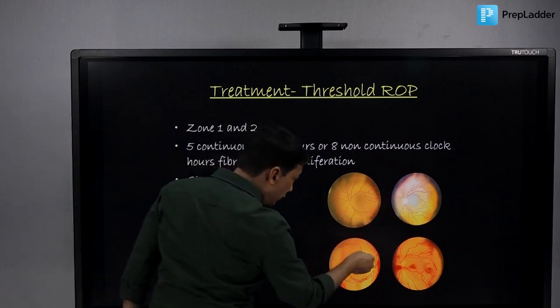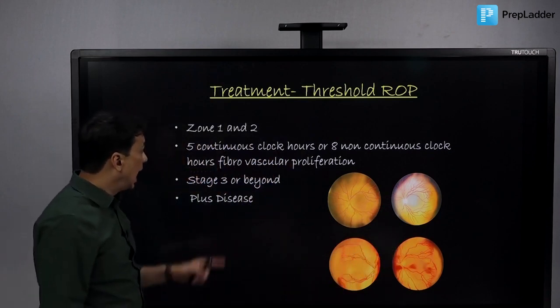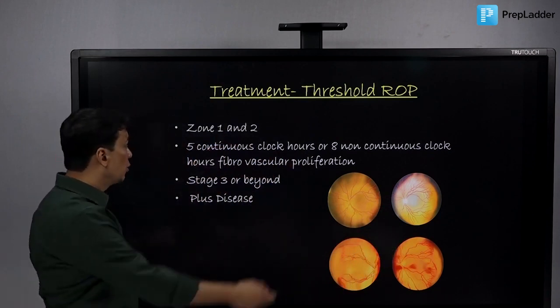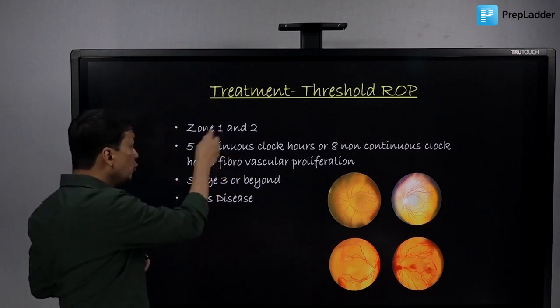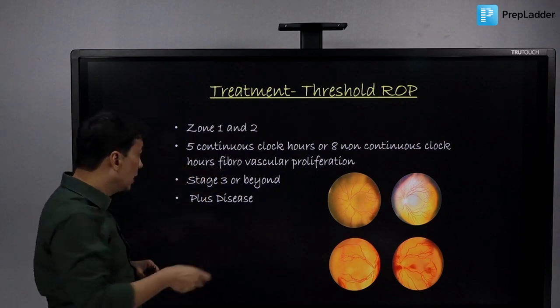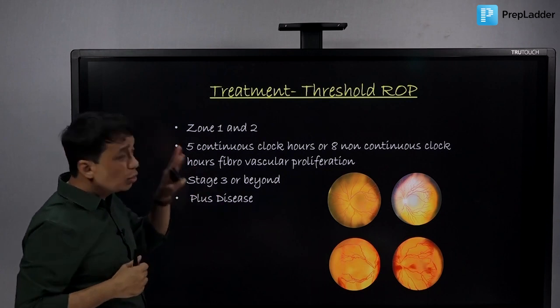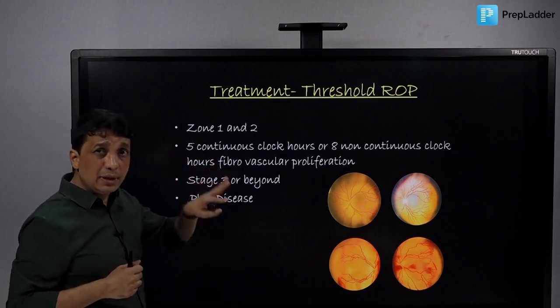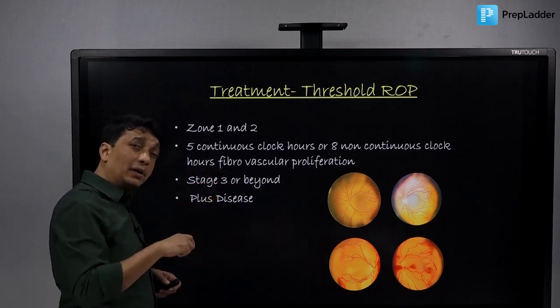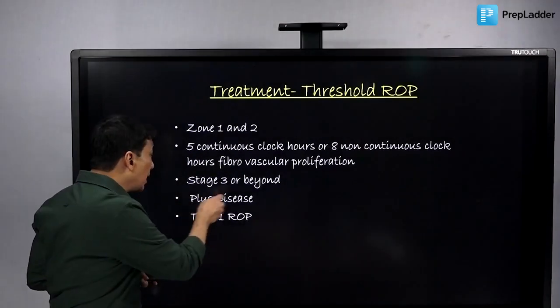These are various examples of ROPs which have crossed threshold. And again, to summarize, threshold ROP, all 4. Zone 1 and 2 should be involved. 5 continuous clock hours or 8 non-continuous clock hours. Stage 3 or beyond, and plus disease, this is called threshold. They should all be treated. Of late, one pre-threshold stage should be treated also, and this is called type 1 ROP.